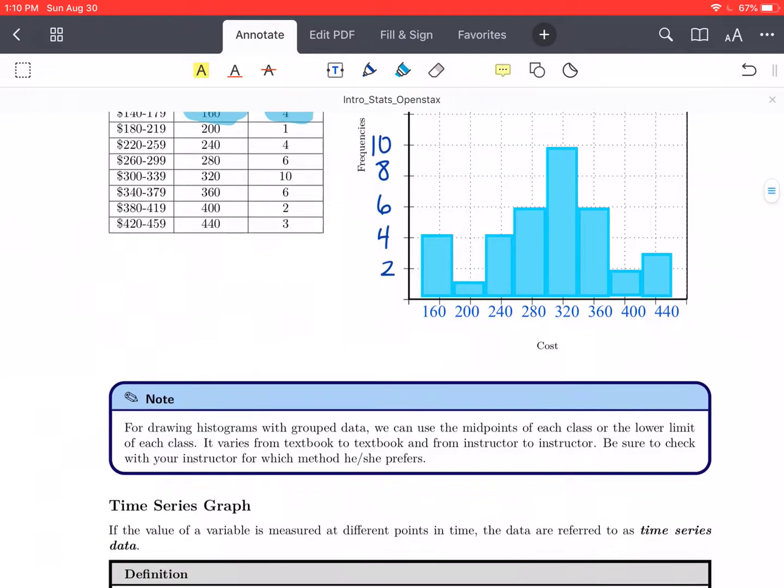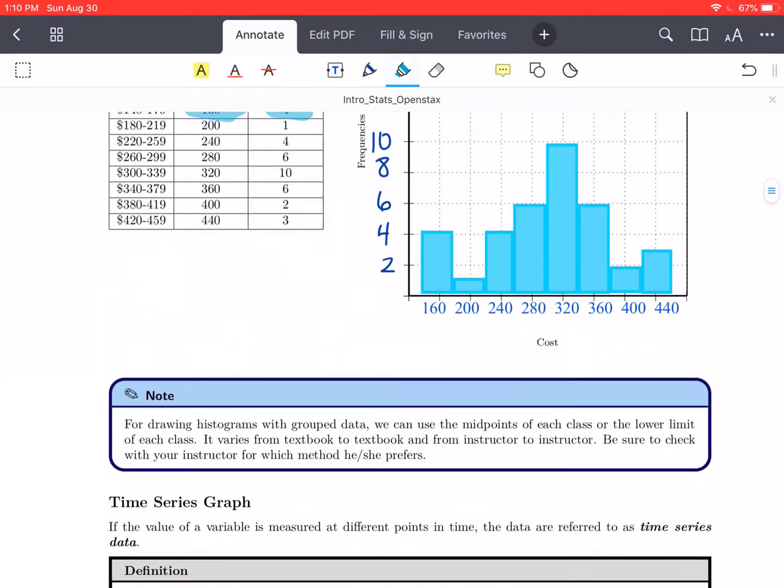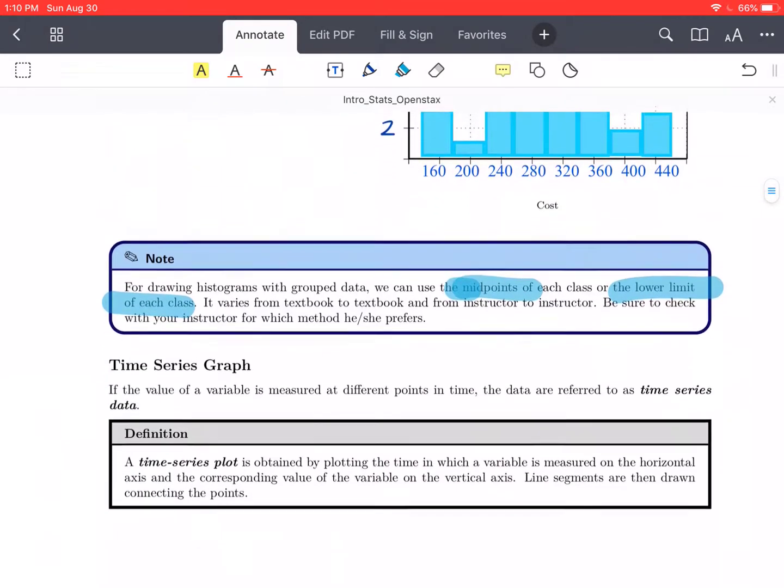Okay. So there's a brief note that they want to just mention. For drawing histograms with grouped data, we can use the midpoints of each class or the lower limit of each class. Typically, I personally use the midpoint just because I think it centers it a little bit better, makes it look a little nicer, but it just depends on the situation. You might use the left-hand endpoint, and that's okay too.